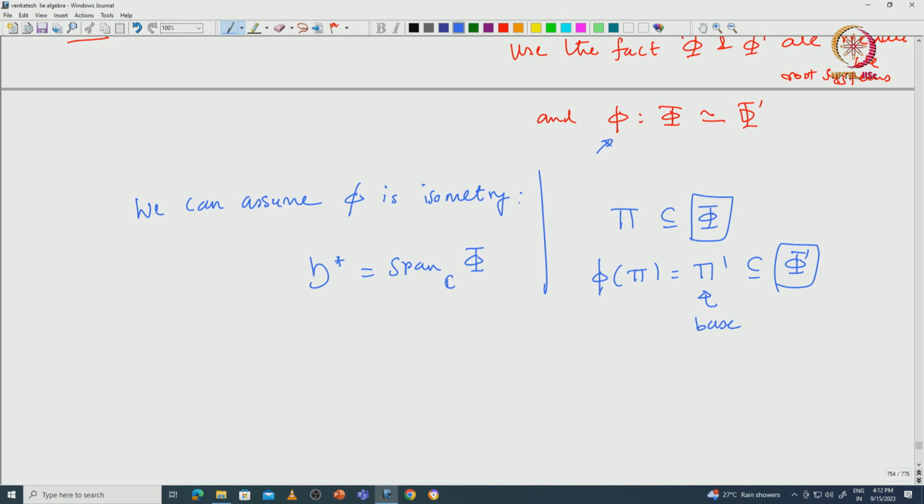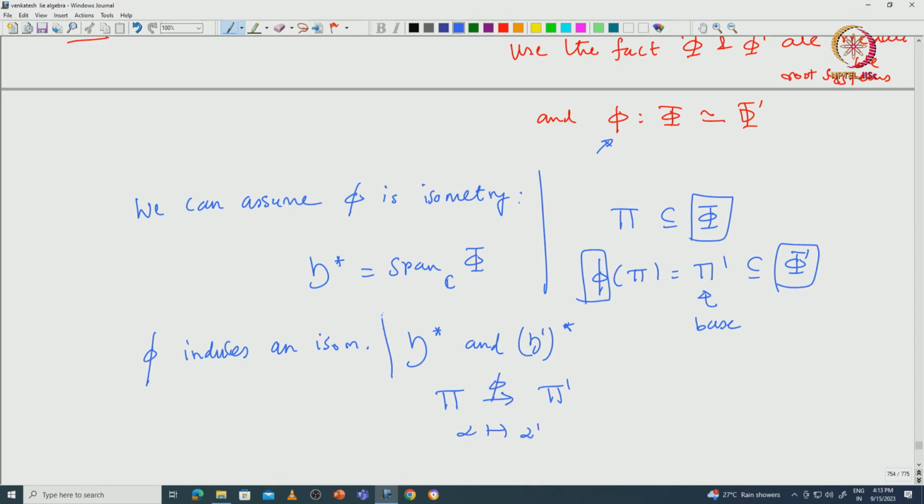Now you can see that H star is spanned by Pi. In particular, this pi actually defines an isomorphism between H star and H dash star. So pi induces an isomorphism between H star and H dash star, using the map Pi to Pi dash, alpha goes to alpha dash. This is the map that induces the isomorphism here.